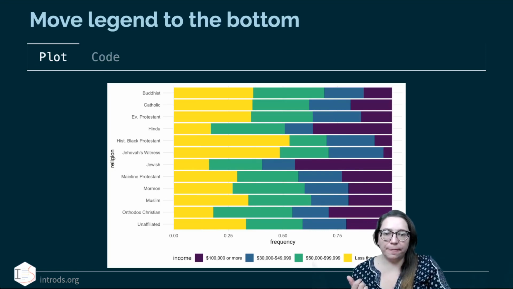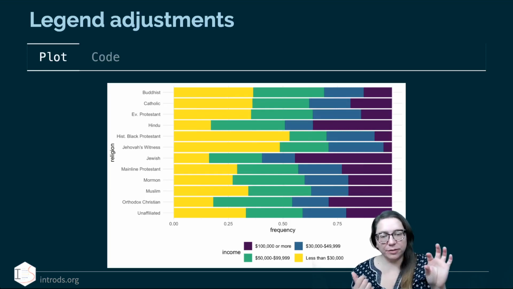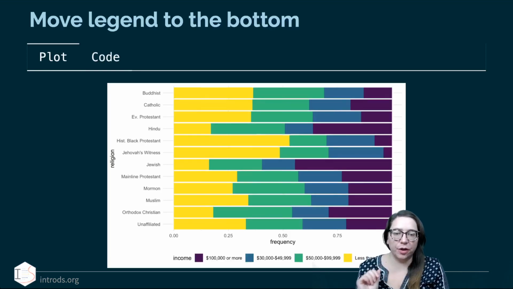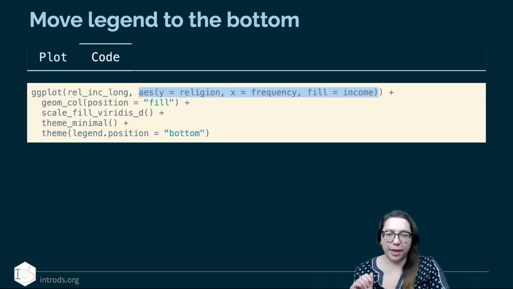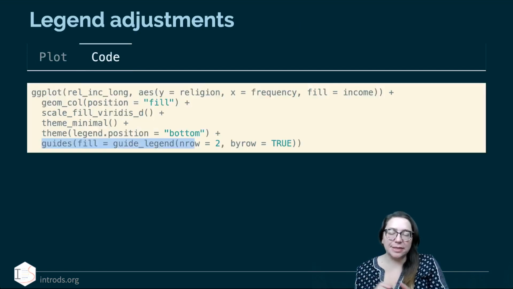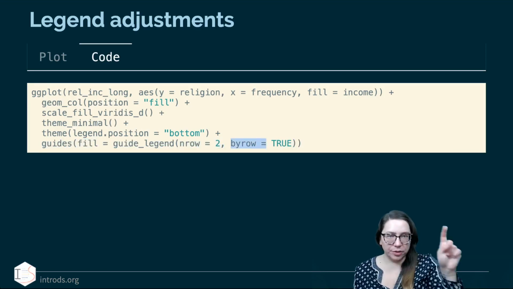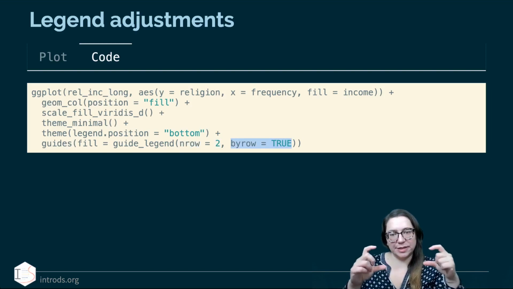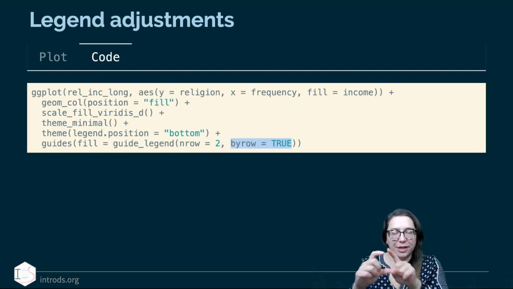And the next thing I'm going to do is make that into 2 rows so they feel a little bit more compact. So you can see that the legend was expanded across 1 row, and now that is in 2 rows here. And the way I can do that is in the guides layer. I'm saying that the legend for the fill aesthetic should have 2 rows and fill them up by row. So fill up the space that you have for the 2 rows by placing the various levels next to each other as opposed to by column.